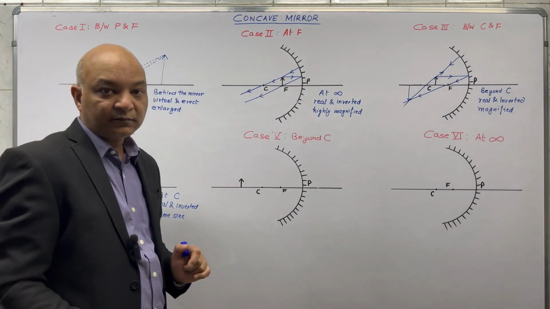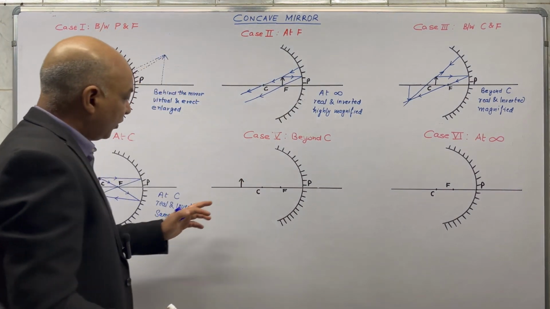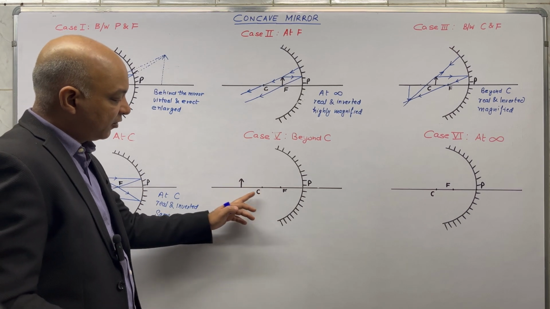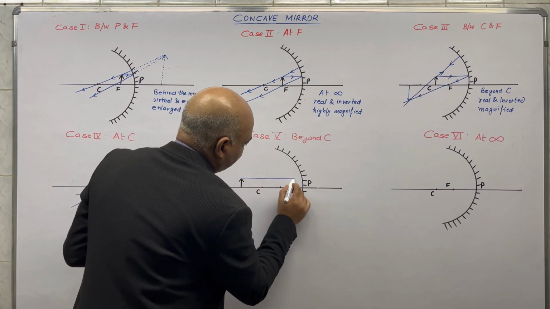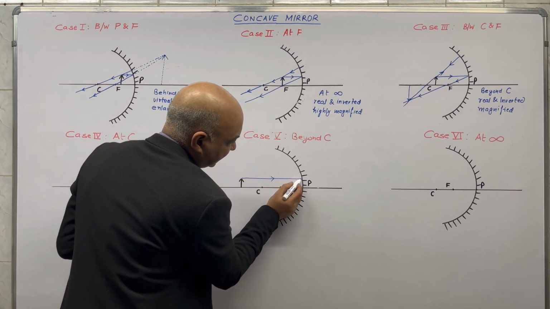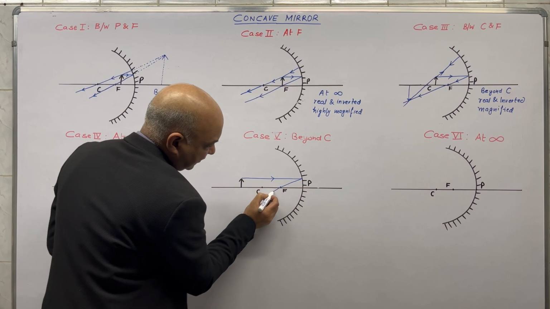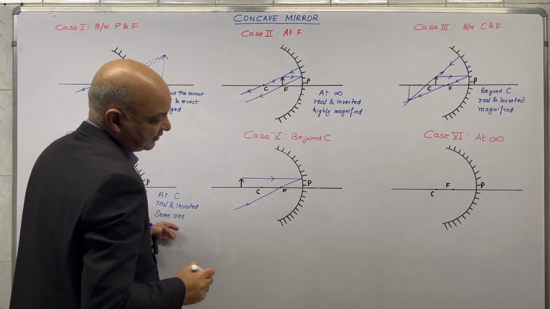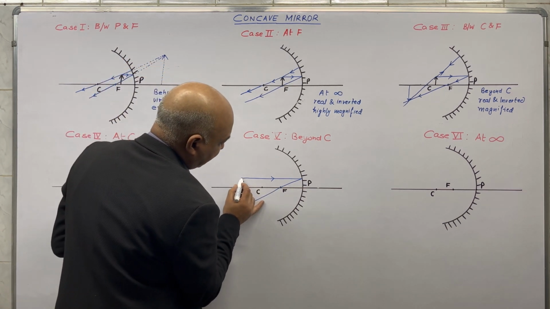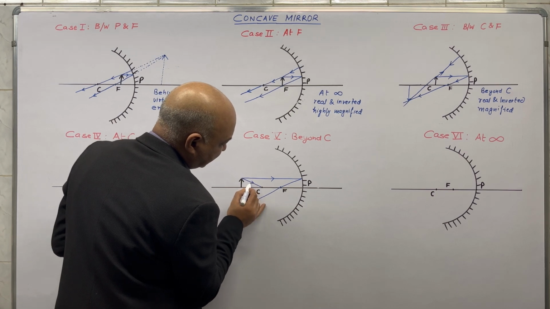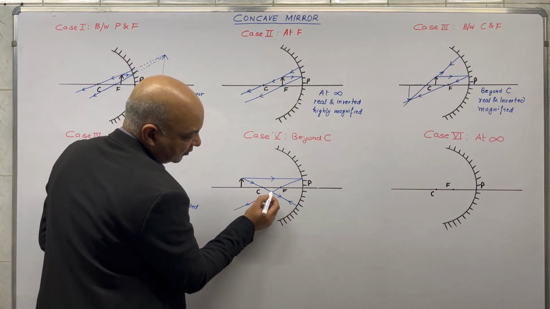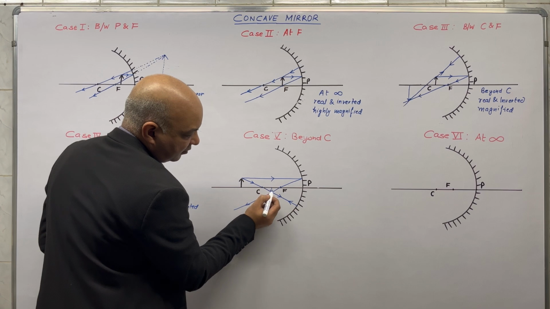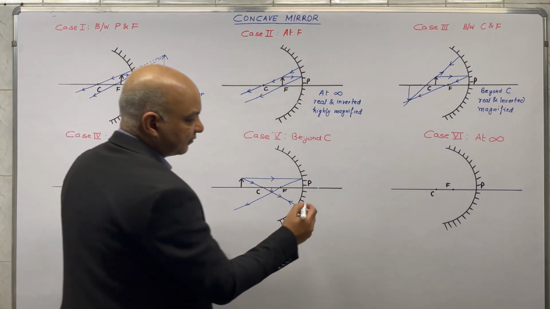Moving on, our fifth case is when we keep the object even farther from the center of curvature. First ray parallel to principal axis. After reflection passing through focus, and second ray passing through focus, getting rebound. So the image here is formed between C and F.